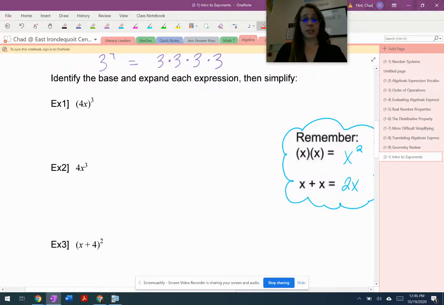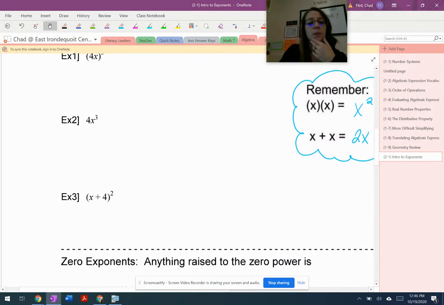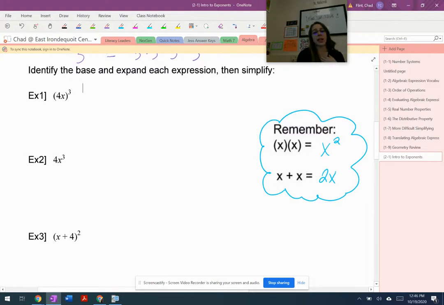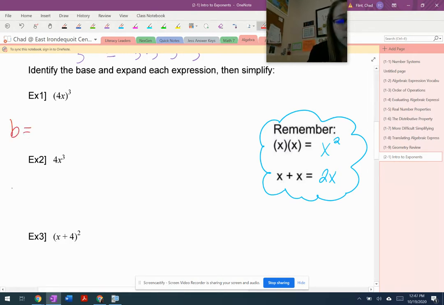Looking at our first example that we have here, these three examples, I'm going to do them all together. This is asking me to first identify the base in each example, then expand, then do any simplifying at the end. So for this first one here, I'm just going to start off with putting b equals for each of these so I identify the base.